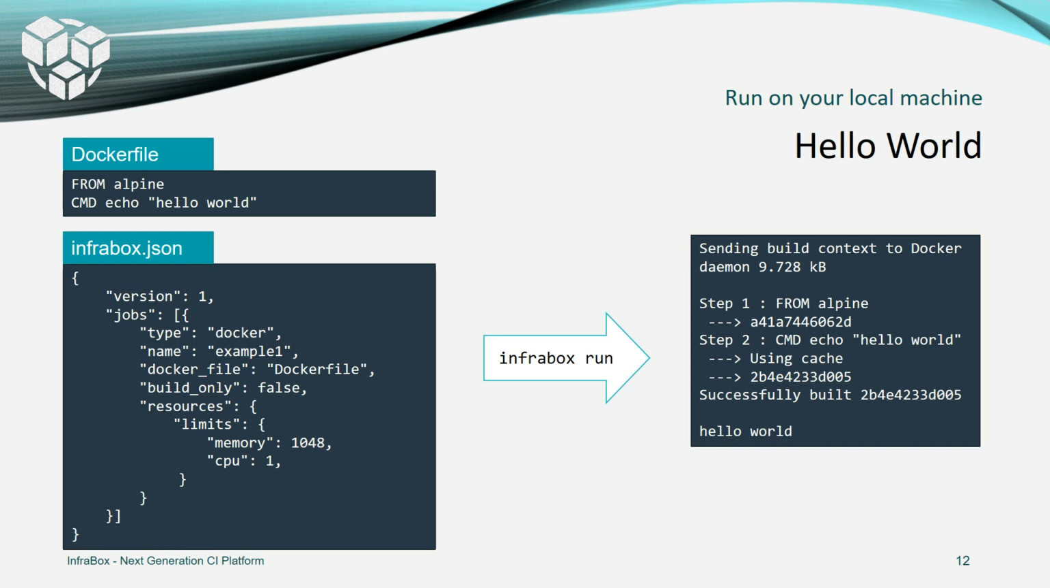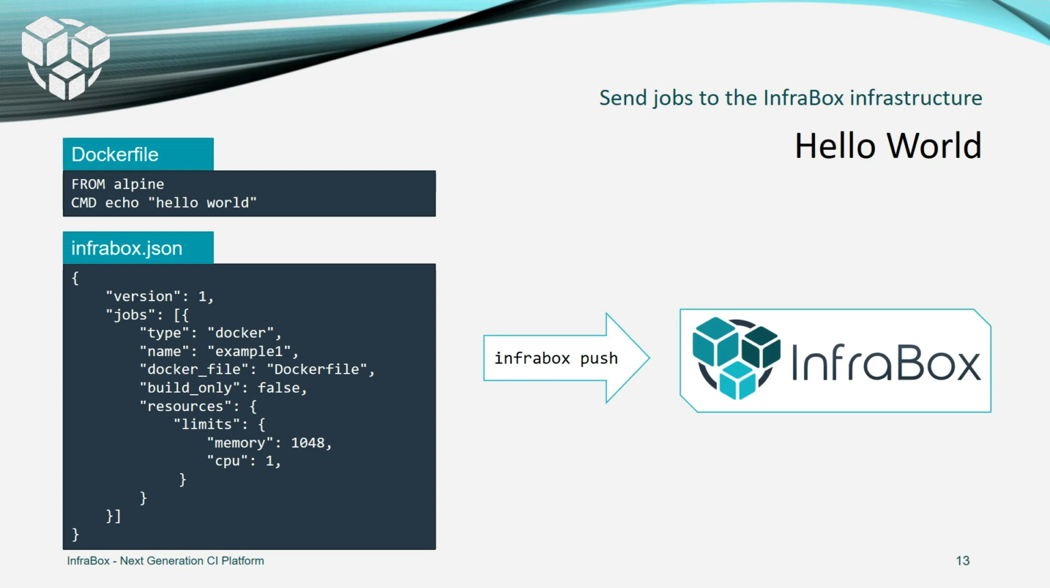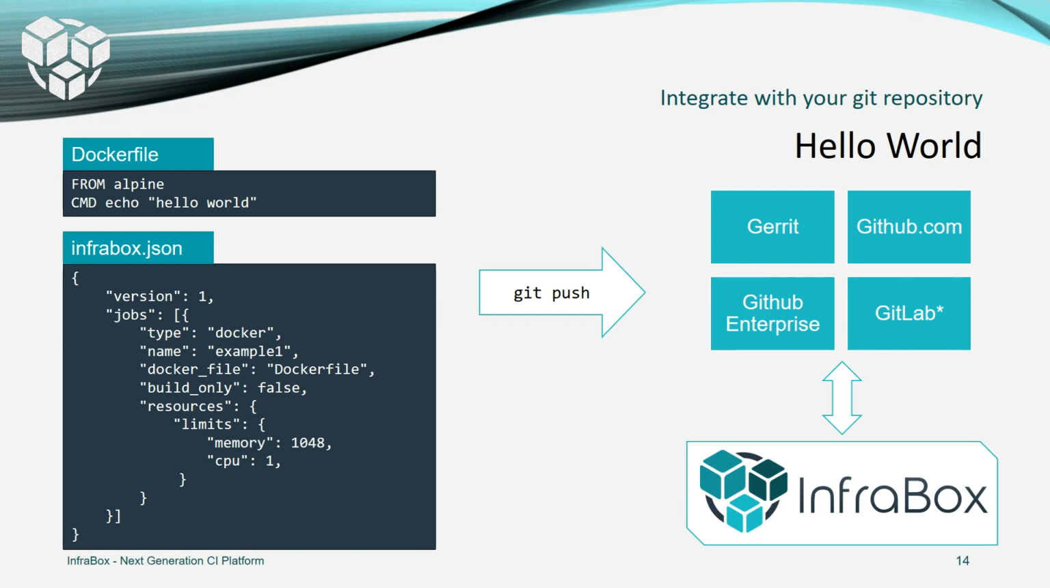Now we can execute InfraBox run to build and run the container on our local machine. If you don't want to run your jobs locally, you may also use InfraBox push to send it to an InfraBox instance and run the jobs on a Kubernetes cluster. But of course you can also connect your Git repository to InfraBox and automatically trigger a build every time you do a Git push.